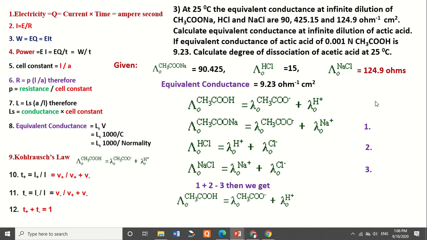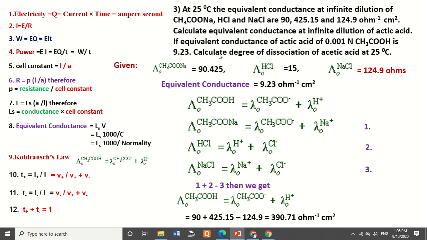Therefore, putting all the values in this equation gives the equivalent conductance of acetic acid at infinite dilution. Therefore, 90 plus 425.15 minus 124.9 gives 390.25 per ohm centimeter square. That is the value of the equivalent conductance of acetic acid at infinite dilution.